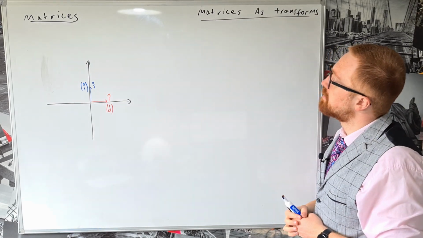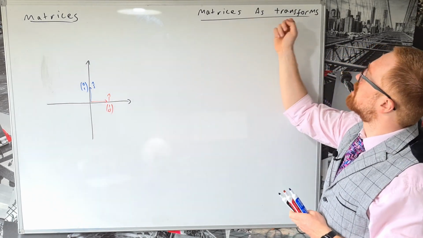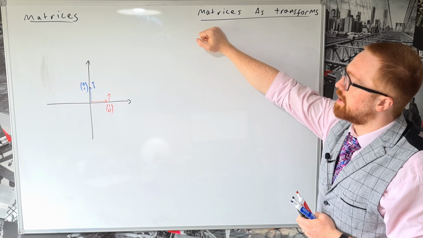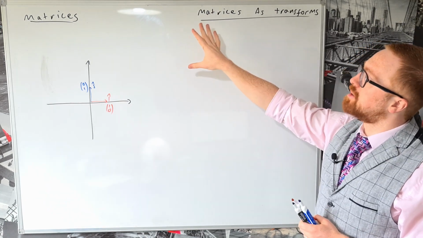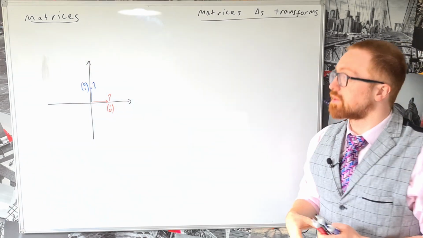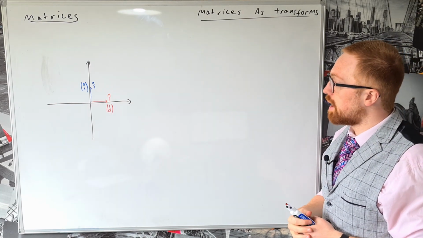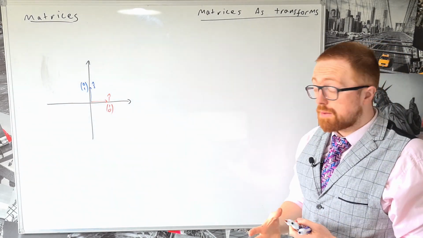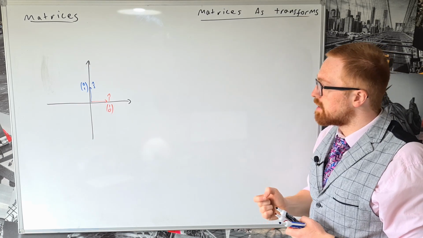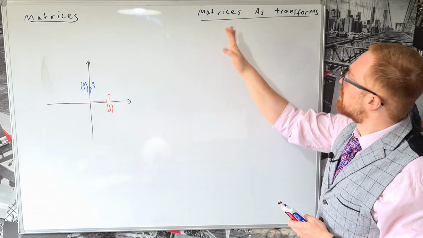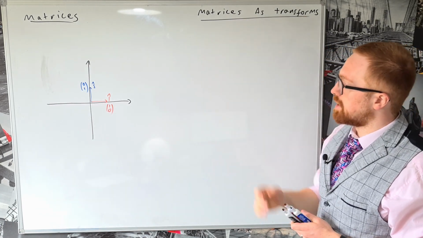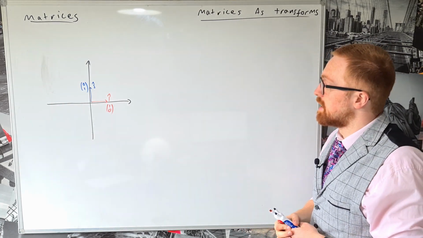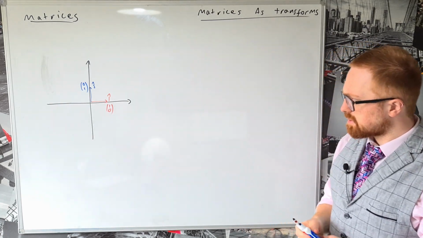Hi there. In this video we're going to look at how we can represent a transformation as a matrix and how we can interpret what transformation a matrix represents. So in our last video we saw what matrices were and we had a little glimpse into how matrices represent transformations, but we'll explore that in a little bit more detail in this video.